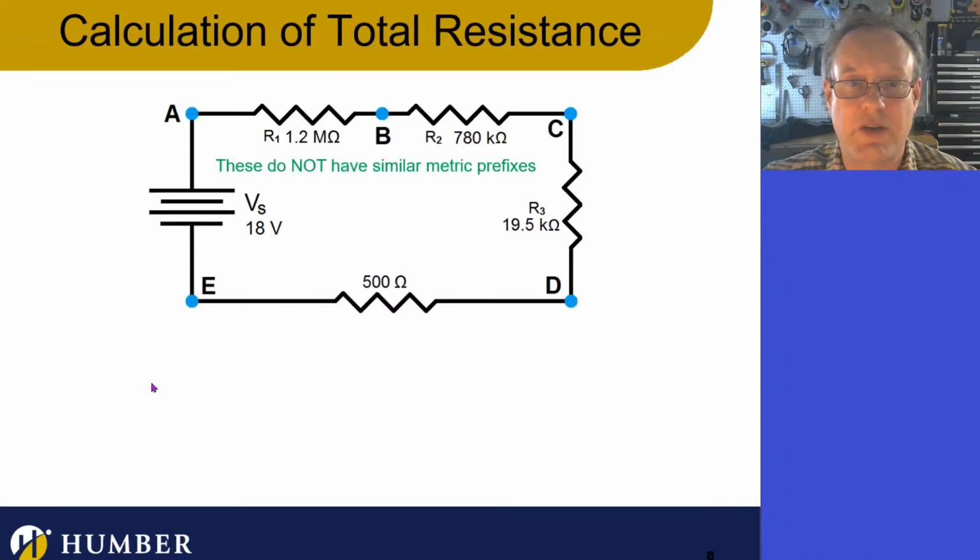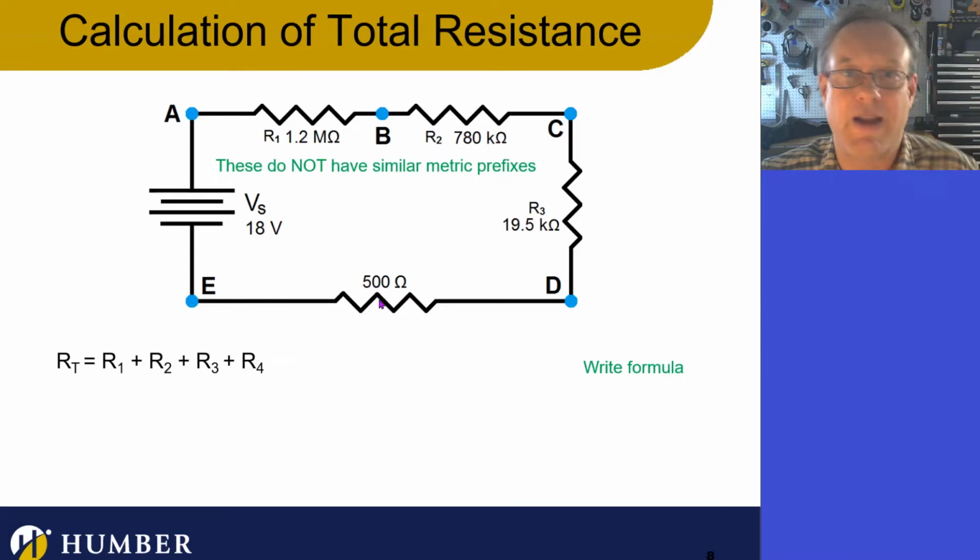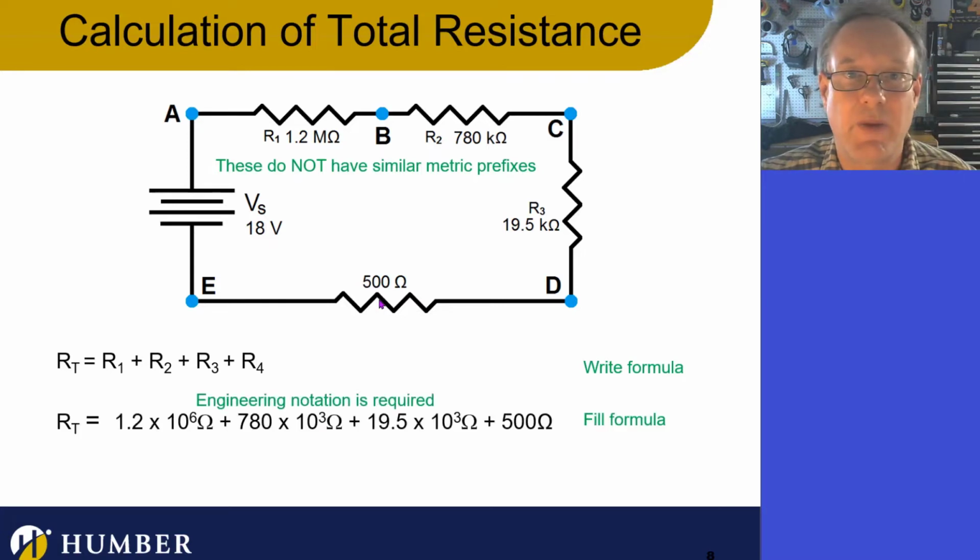So in this situation, we've got mega ohms, kiloohms, and just ohms. What do we do? Write the formula. Fill in the formula. In this case, what I've done here is I've written the values in engineering notation. This is what you have to type into your calculator. You can type in 0.5 kiloohms if you want, but you've also got to write 0.5 times 10 to the 3.